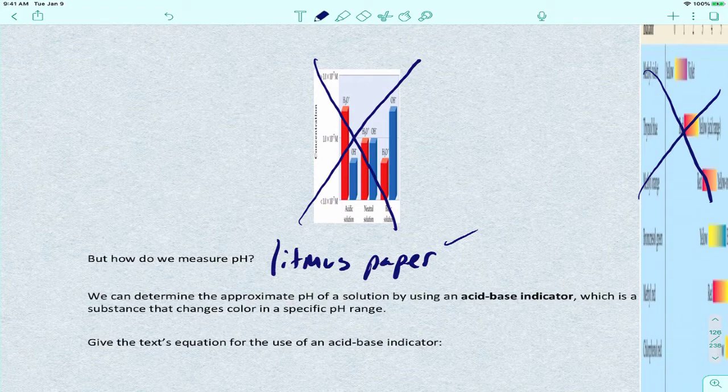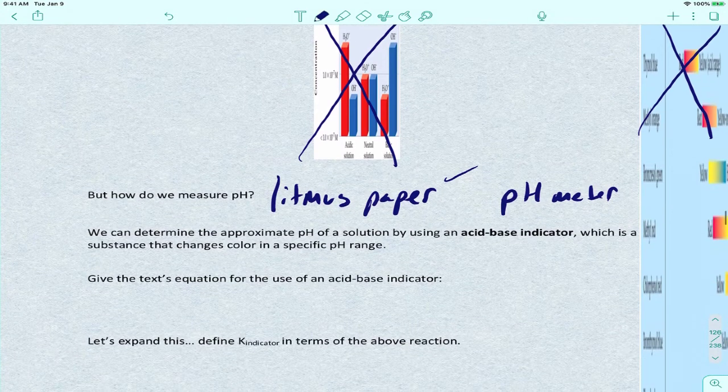If you really want to get more specific as to what the pH of something is, you could use a pH meter. Okay, where you take a glass probe, stick it in solution, and it's going to measure the pH of your solution. Okay, now you can also determine the approximate pH of a solution by using something called an acid-base indicator, which is a substance that changes color in a specific pH range.